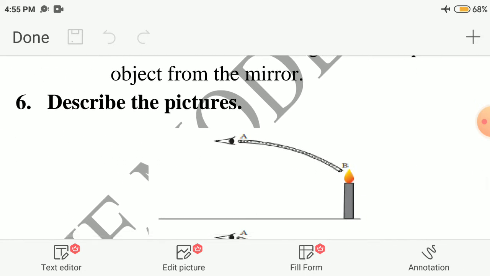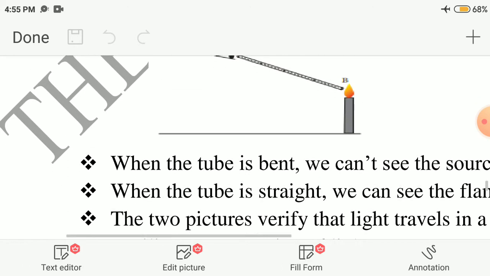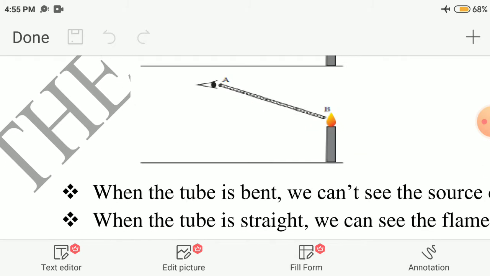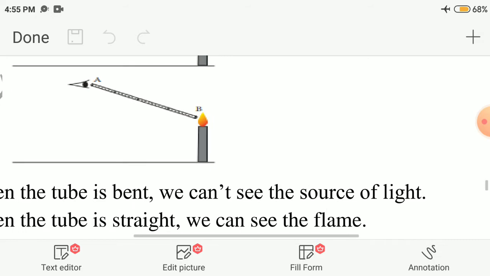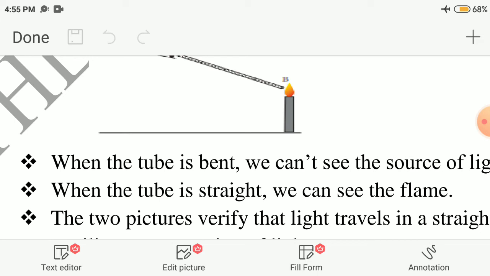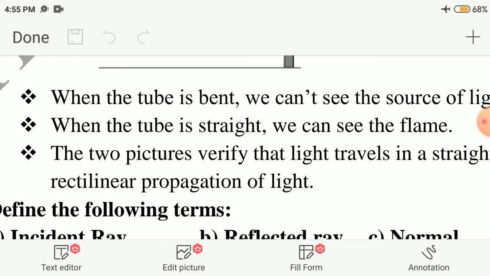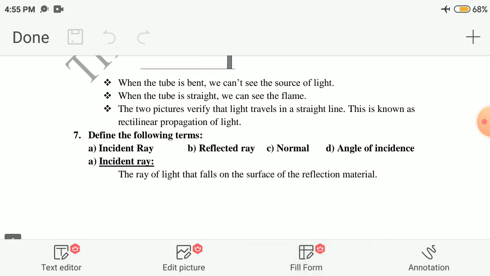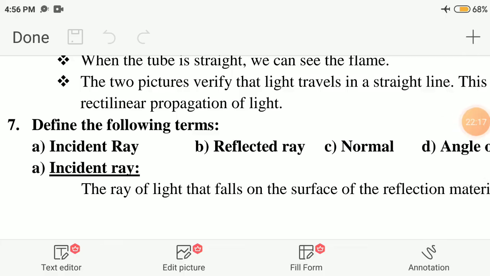Next, sixth question. Describe the picture. Here, when the tube is bent, we cannot see the source of light. Why? Light travels in a straight line only. If the tube is bent, we cannot see the light. When the tube is straight, we can see the flame. The two pictures verify that light travels in a straight line. This is known as rectilinear propagation of light.